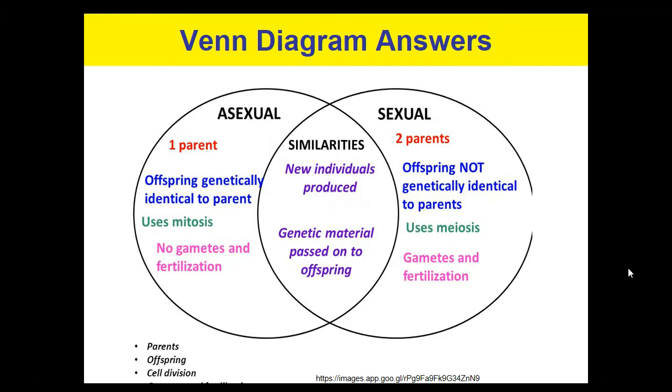Asexual offspring are genetically identical to the parents unless a genetic mutation occurs during the reproduction. But in sexual reproduction, the offspring are typically not genetically identical to the parents because there'll be some combination of some genes from one parent, some genes from the other. Mitosis or mitotic cell division versus meiosis. No gametes, no sperm and egg involved in asexual, but they are in sexual.